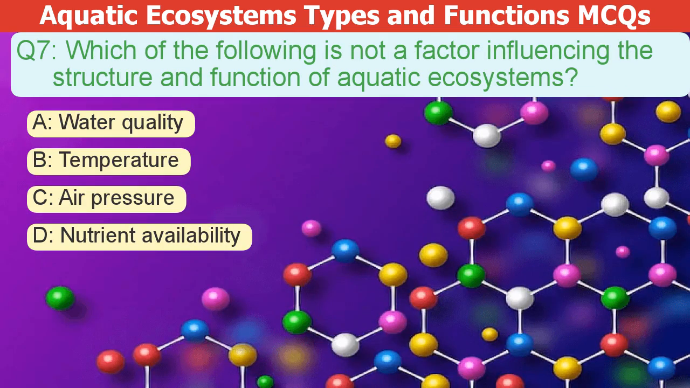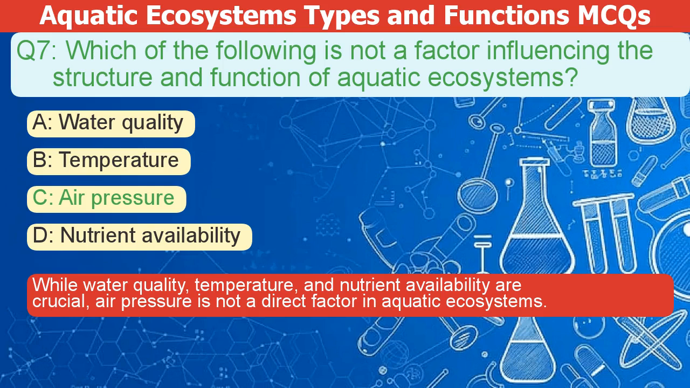Which of the following is a key characteristic of an oligotrophic lake? A. High nutrient levels. B. Low plant growth. C. Murky water. D. Excessive algae growth. The correct answer is B. Oligotrophic lakes have low nutrient levels, resulting in low plant growth compared to eutrophic lakes.